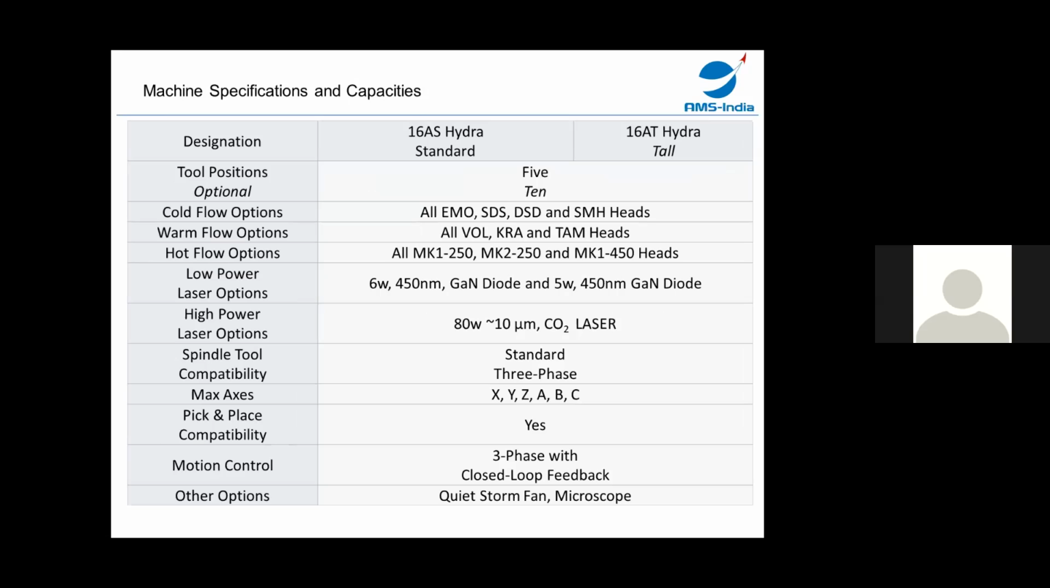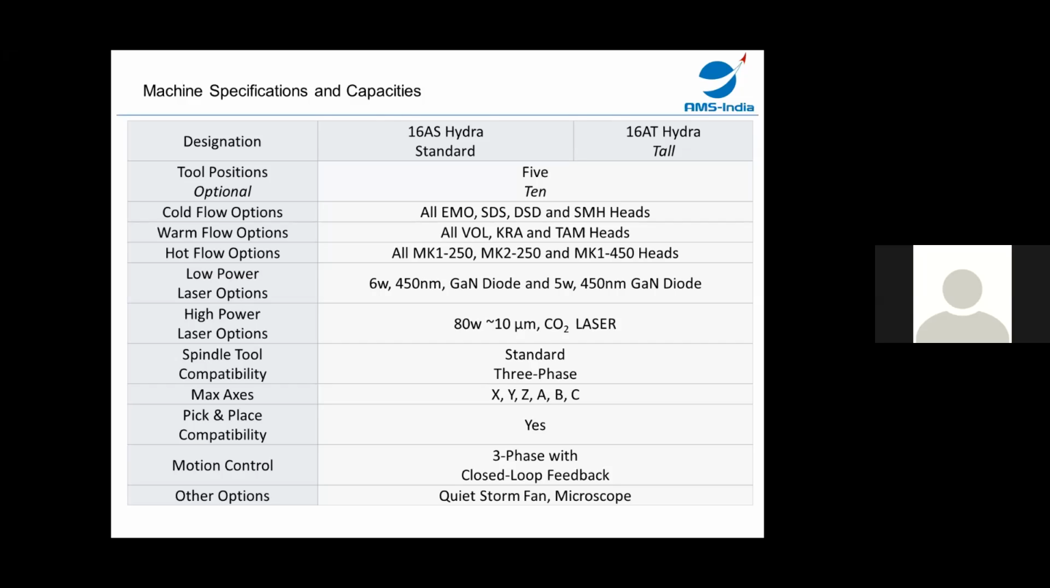The machine has different heads. It has five tool positions, so you can put five different tools on the machine. We have categorized the tools into three categories: cold flow, warm flow, and hot flow options. In the cold flow option, all materials which can be extruded in cold condition are covered. Warm flow is for materials which can be extruded when heated, that is, they become liquid, then you extrude and solidify them.